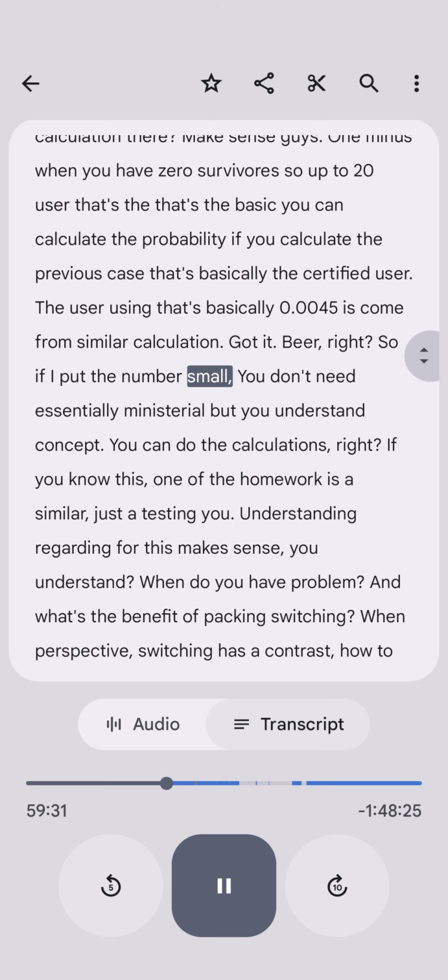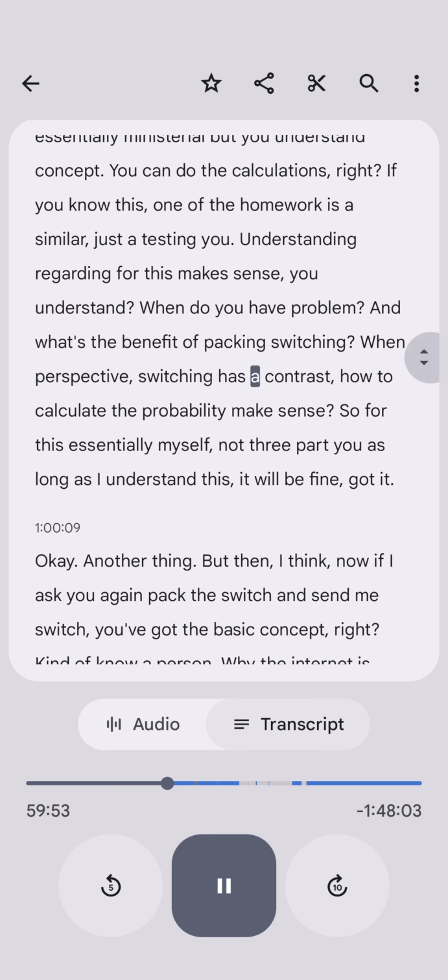So if I put the numbers small, you don't need the central limit theorem, but you understand the concept, you can do the calculation, right? If you know this, one of the homework problems is similar, just testing your understanding regarding this. Make sense? You understand when you have a problem and what's the benefit of packet switching? When does packet switching have congestion? How to calculate the probability? Make sense? Got it? So for the central limit theorem, not required. As long as you understand this, it will be fine. Got it? Okay. This is one of your homework problems.